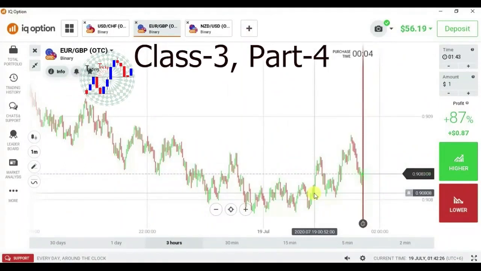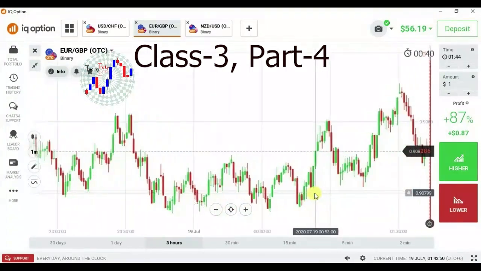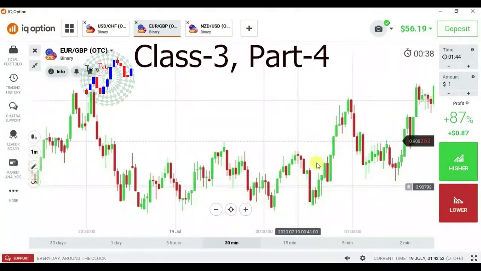Let's talk about wicks of the candlesticks. Actually, wicks confirm buyers' and sellers' entry. The main thing is from where the candle is formed, from which area the candle got rejected. So let's have a look at the chart to see if we can find some examples.